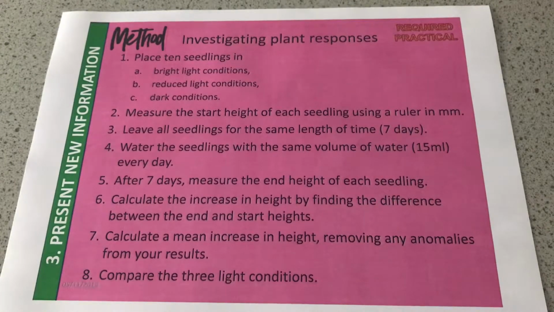We measure the start height of each seedling using a ruler in millimetres. So we've got our resolution here. By saying we're doing it in millimetres, there's no hesitation. We're going to go to the nearest millimetre, not the nearest centimetre. That wouldn't be precise enough. So high resolution, measuring to the nearest millimetre, means that we've got precise results.